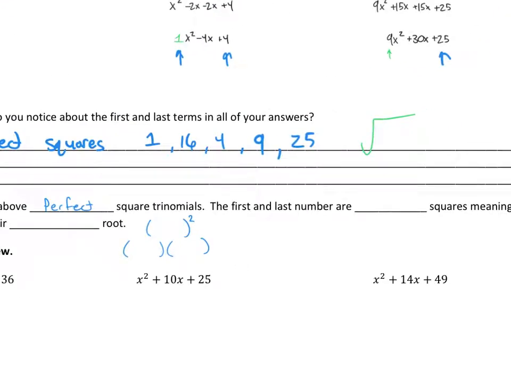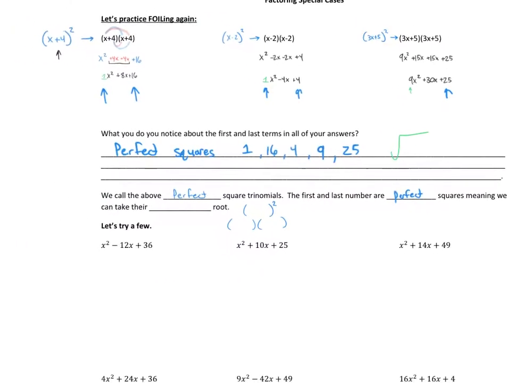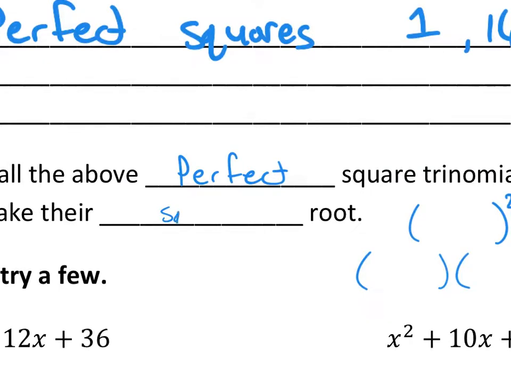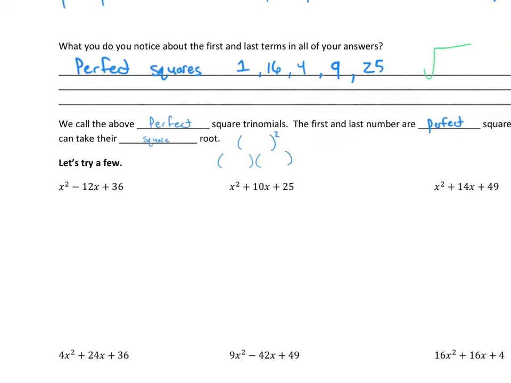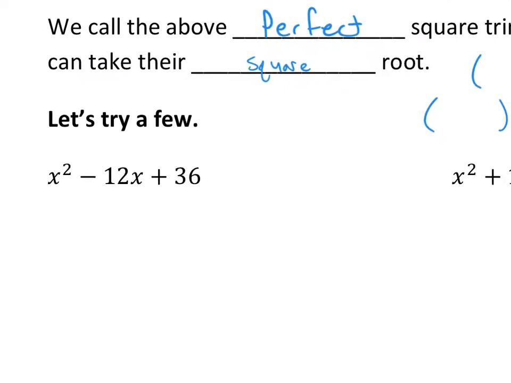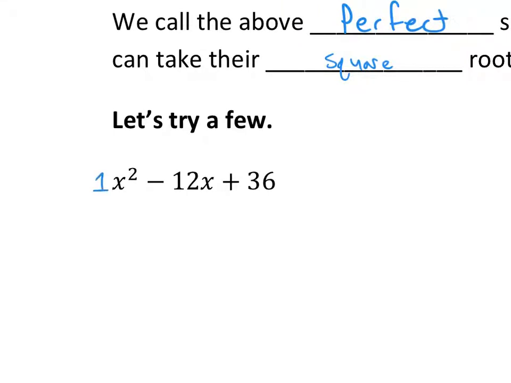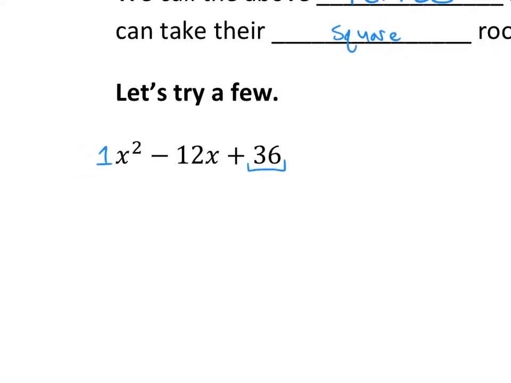All right, the first and last numbers are perfect squares, meaning we can take their square root. How this will help us is that anytime we're looking to factor and we notice that I've got a perfect square out front and I've got a perfect square here, we can check and see, is this going to be a perfect square case?